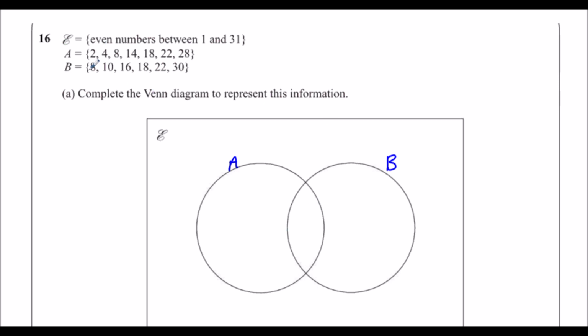So what do they both have in them? They've both got 8. They've both got 18. And they've both got 22. So what's left to go in A? 2, 4, 14, and 28. And what's left to go in B? That's 10, 16, and 30.